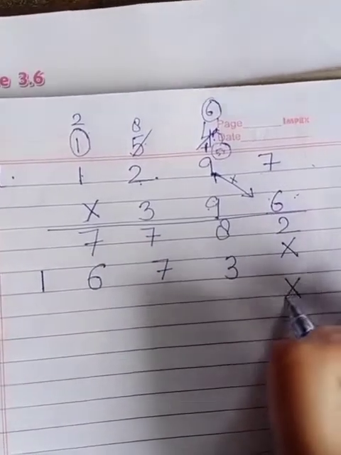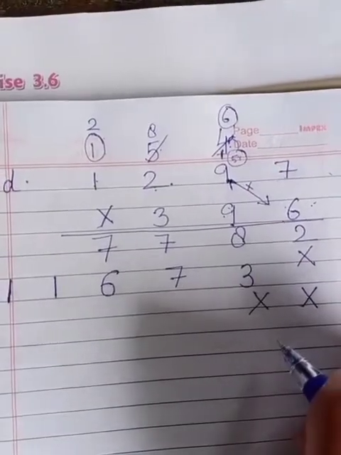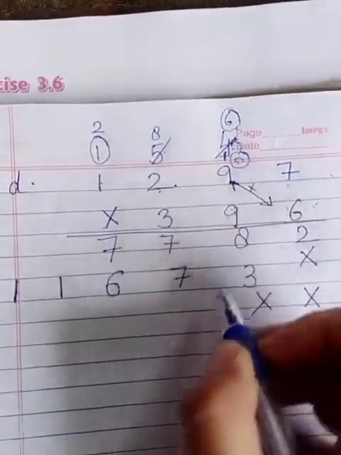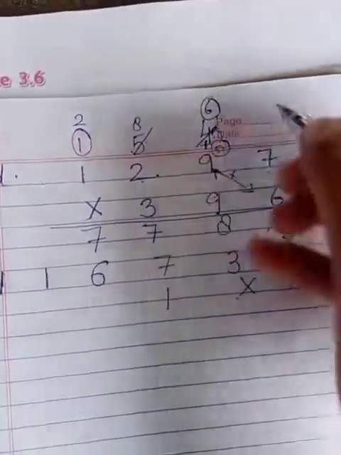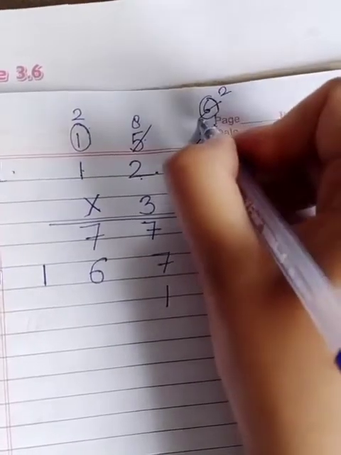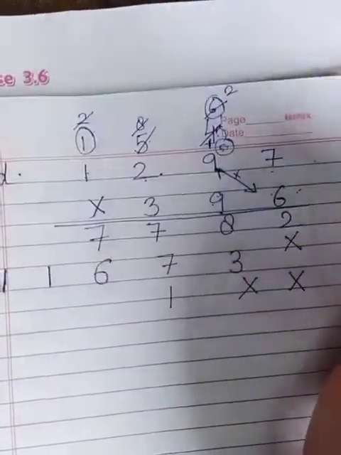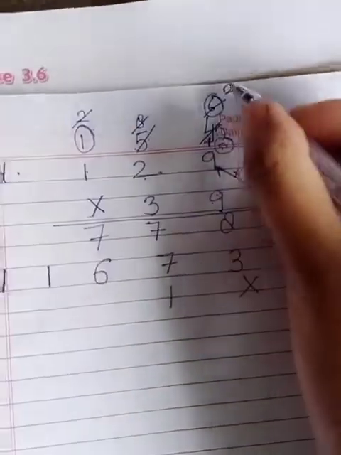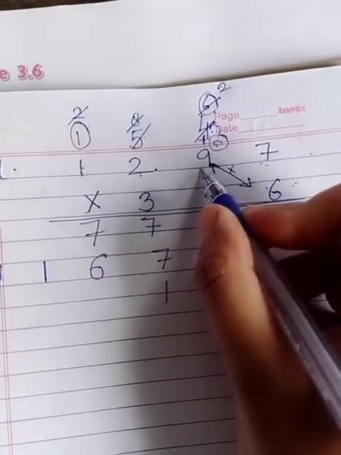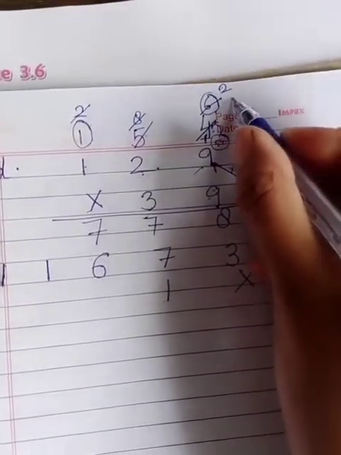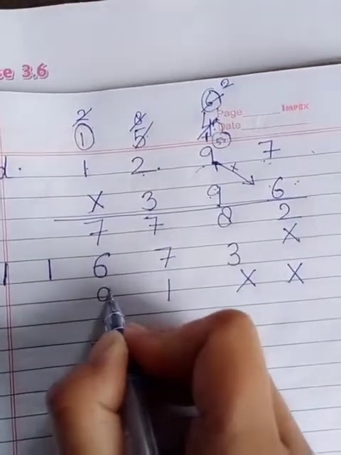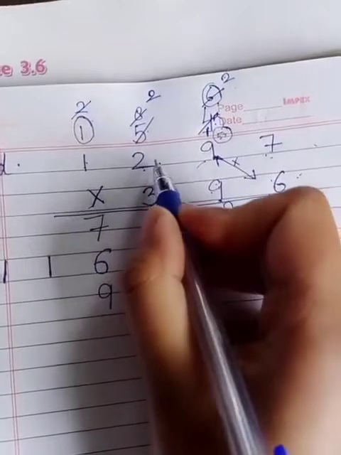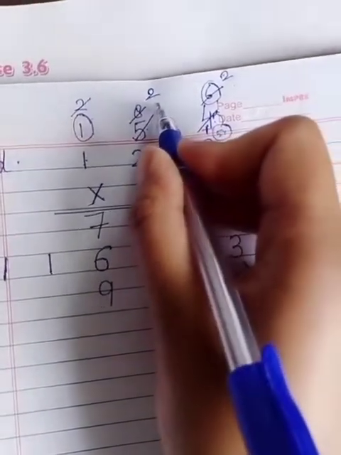Now we have to put 2 signs of multiplication. Then we have to start with the third digit. 3 sevens are 21. 1 here and 2 will go as a carry. And we have to cut or rub these carries. Now 3 nines are 27 plus 2, 29. 9 here and 2 will go as a carry. 3 twos are 6, 6 plus 2, 8.